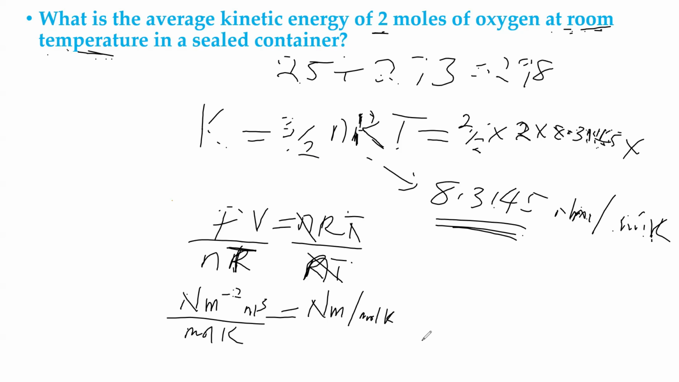So here we are going to multiply it with 298. After we press our calculator and do all the calculations, we are going to have the average kinetic energy of 2 moles of oxygen to be 7433 joules, and this is going to be the answer.